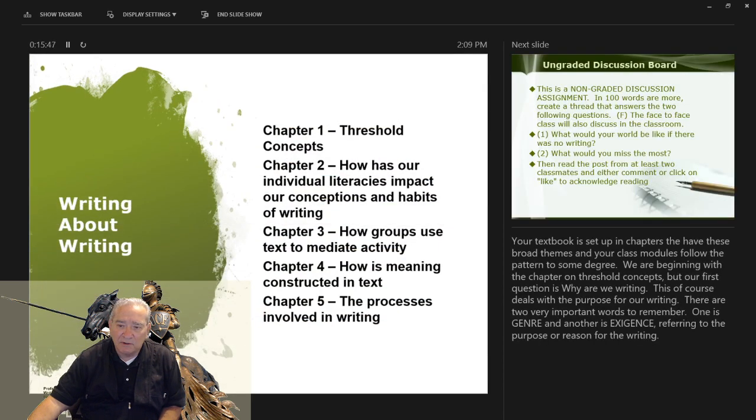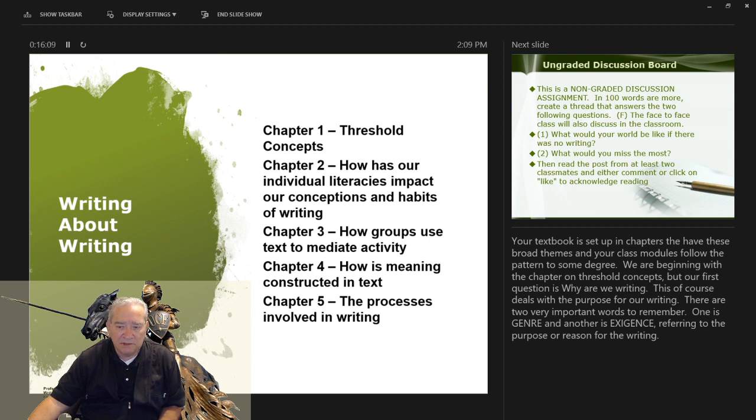In our threshold concepts, your textbook is set up to chapters, of course, that have broad themes, and your class modules will follow to some degree in the pattern of those themes. We're beginning with the chapter on threshold concepts, but our first question is, why are we writing?